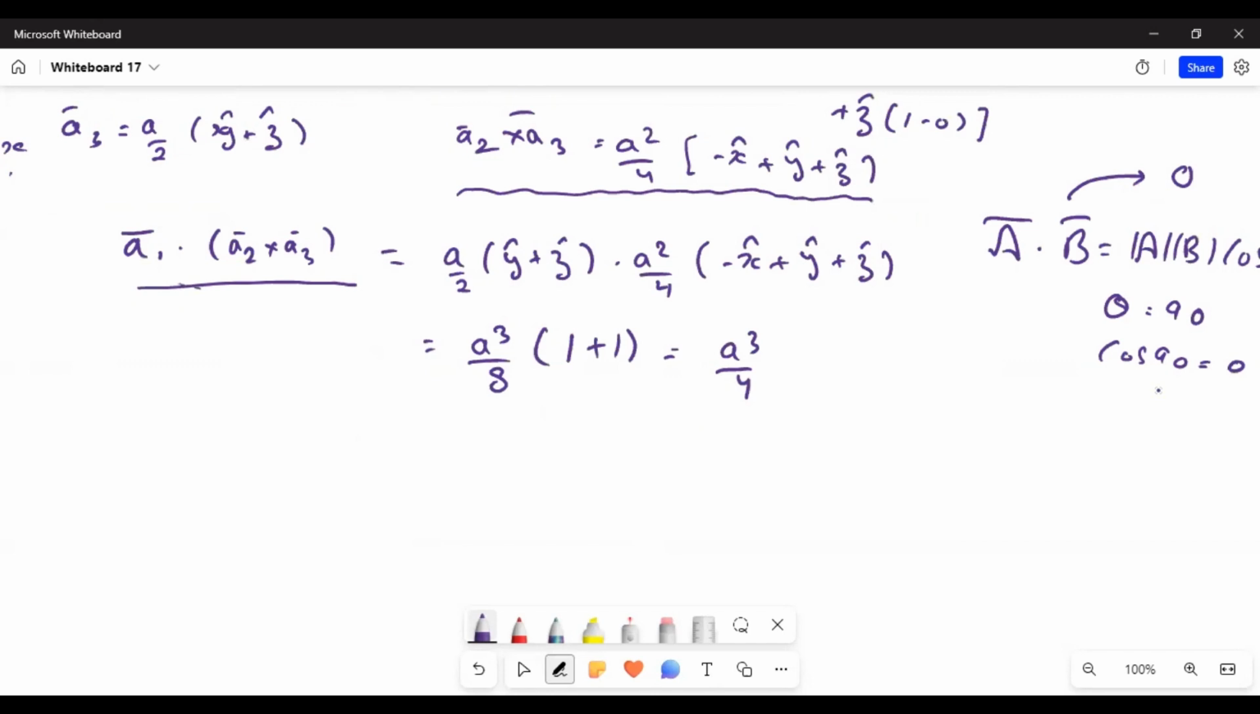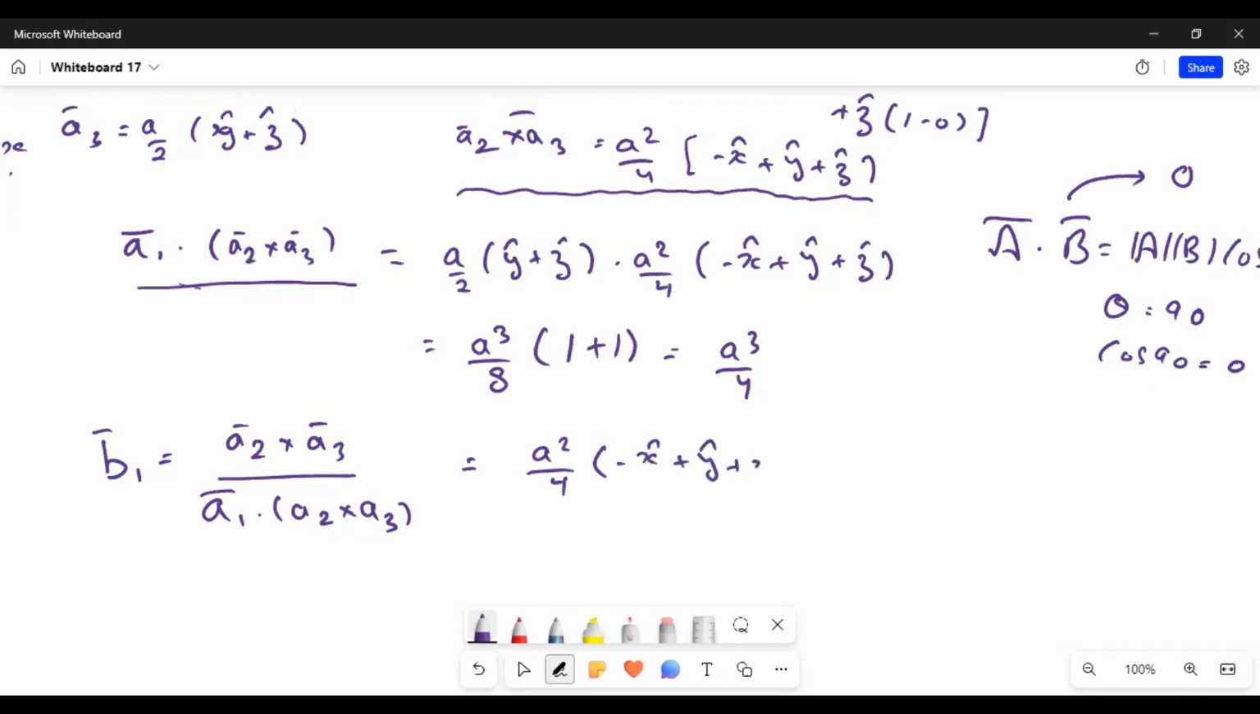So this is the value of A1 dot A2 cross A3. B1, which we defined as A2 cross A3 upon A1 dot A2 cross A3, turned out to be a square by 4 times minus x cap plus y cap plus z cap, upon a cube by 4. So it turned out to be 1 upon a times minus x cap plus y cap plus z cap.